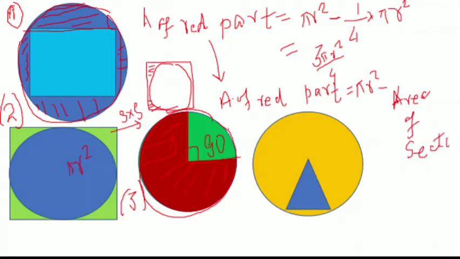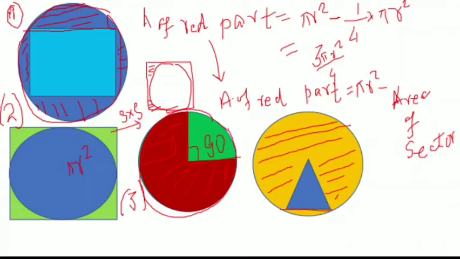Okay, now the next part of it. Suppose we need to find out the area of this yellow region, this whole yellow part. This is very simple. Again, from the area of the circle, we will subtract the area of the triangle, and then we can find out the area of the yellow region. But suppose we need only to find the area of the segment.